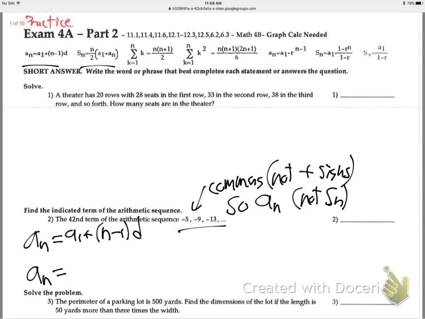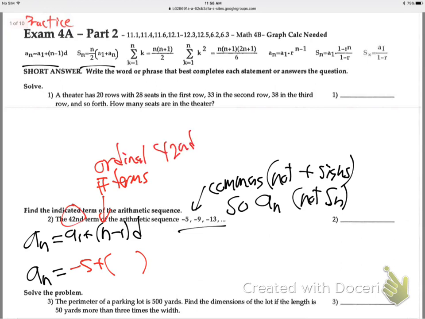So A1's the first term, which is -5. N is always the number of terms. What's the number of terms? 42. Yeah, remember I said it's the ordinal, like 42nd. It tells the order. It doesn't just say 42. It says 42nd. That's an ordinal, kind of implies an ordering, right? That's always N. N's are always your ordinals. So that's the 42, right? Because in the end, we'll have 42 numbers. They want me to find the 42nd.